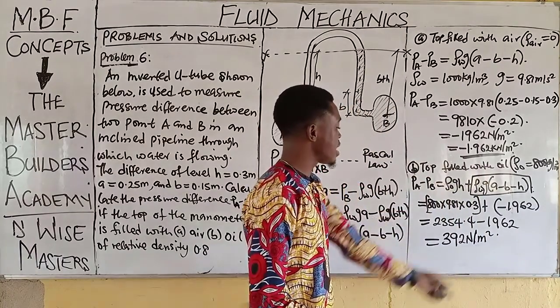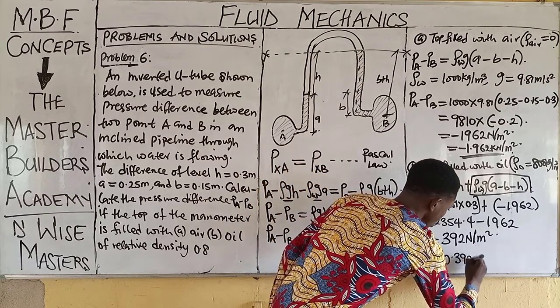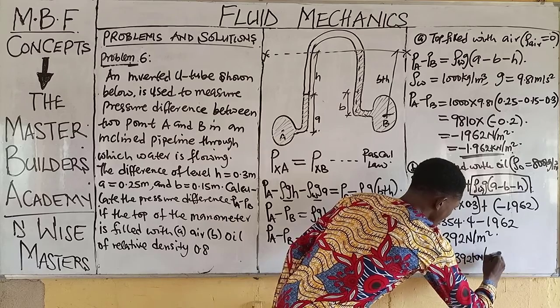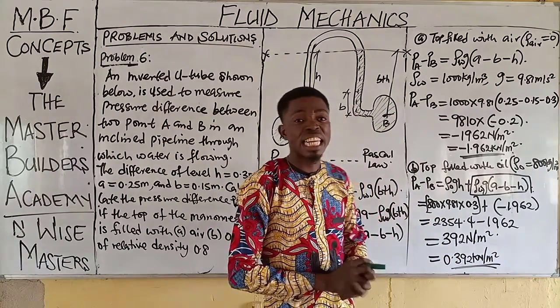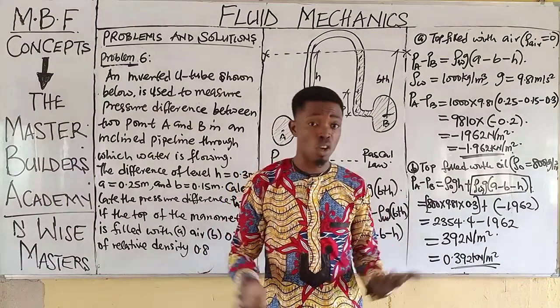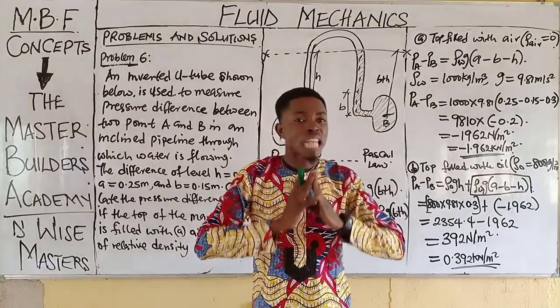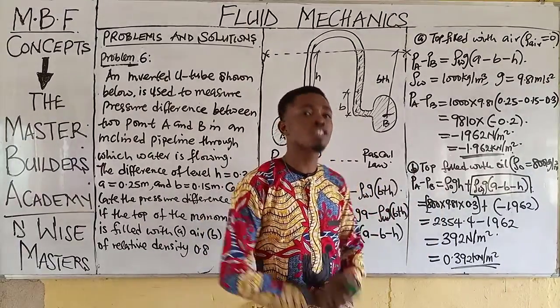Now if we convert this to kilonewton, this will have given us 0.392 kilonewton per meter squared. This is the answer to this very question. So guys, you see that this thing is very, very easy. All you just need to understand is application of principles and boundary conditions.